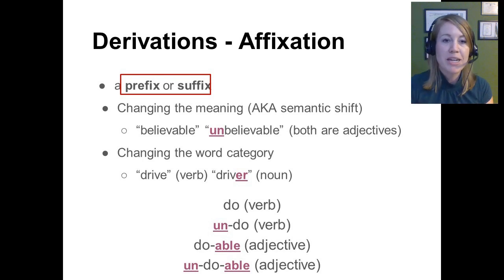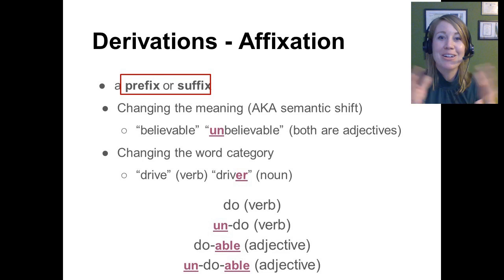So don't worry about what those mean now. When we add this affixation, we can change the meaning. That's a semantic shift. If you look at the word believable, I can add un in front of it to get unbelievable. And these are both still adjectives, right? But think about, what does believable mean and what is the definition of unbelievable? Those are two different meanings, I would hope you would agree. If not, go to a dictionary and check it out.